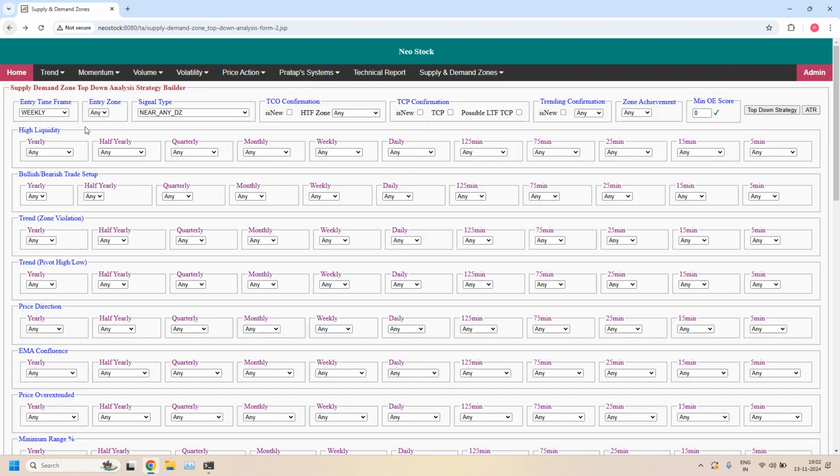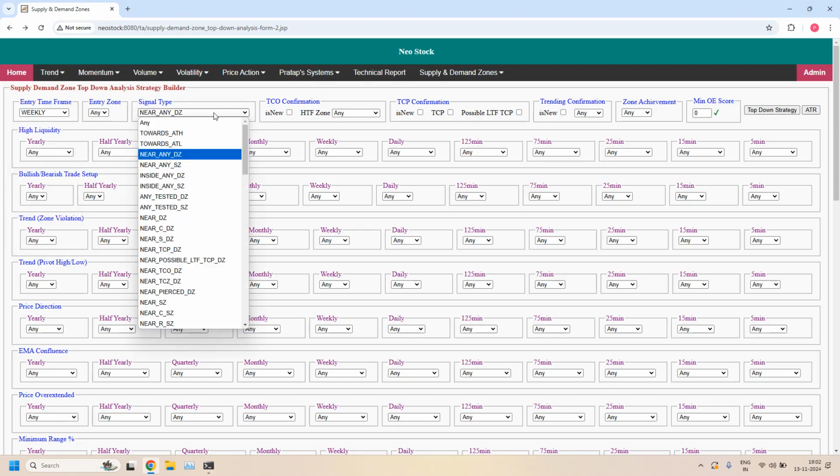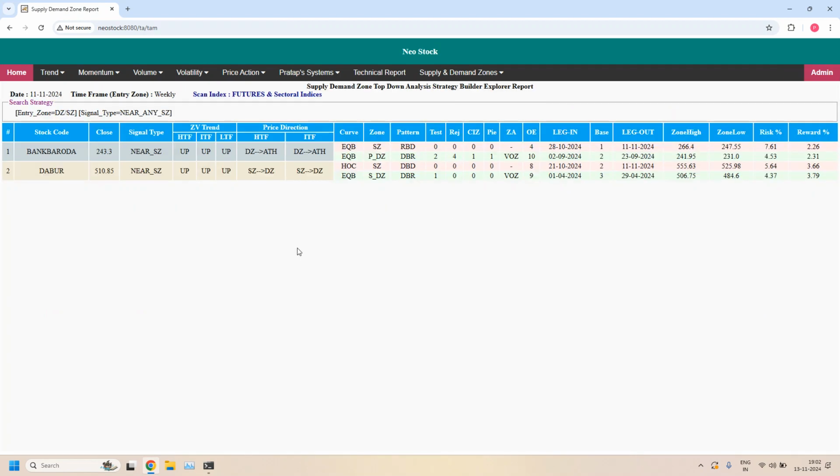Okay, next for weekly time frame, let's find the stocks near to the weekly supply zone. Only 2 stocks are filtered near to the weekly supply zone.